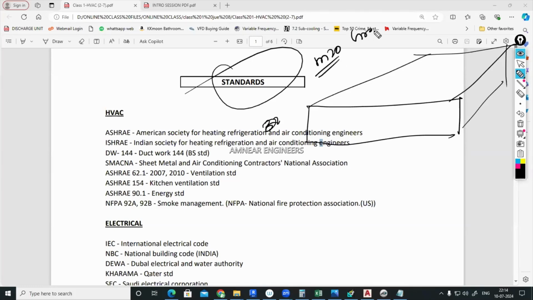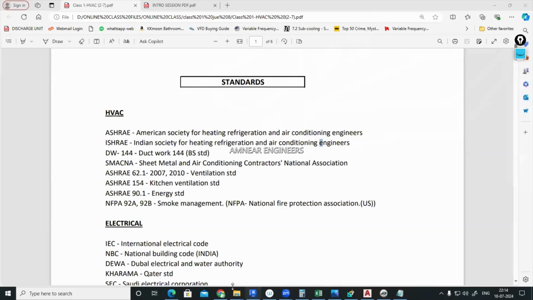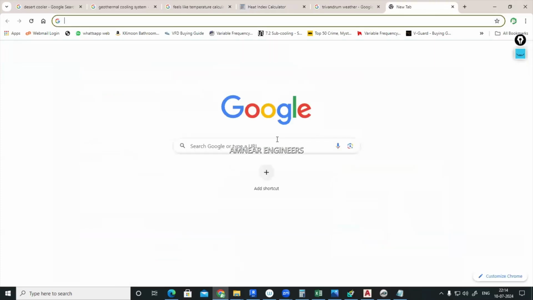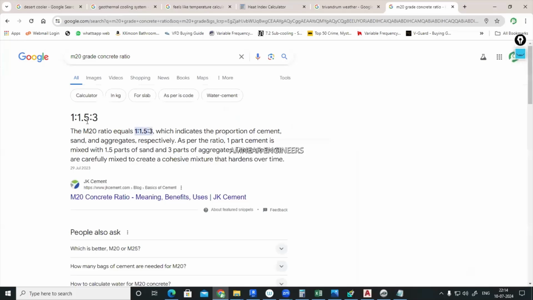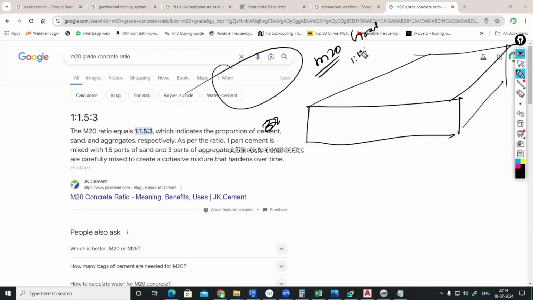M20 means concrete grade. M10 grade, M20 grade, M15 grade, M30 grade. M20 is like, I guess, 1:2:3, a mixing ratio. For M20 grade concrete, the ratio will be 1:1.5:3, not 2, 1:1.5:3. That is M20 grade concrete. It means 1 part cement. For example, if you are taking a measuring bowl, in that bowl, 1 part cement, 1.5 parts sand, 3 parts aggregate. Then we can mix.